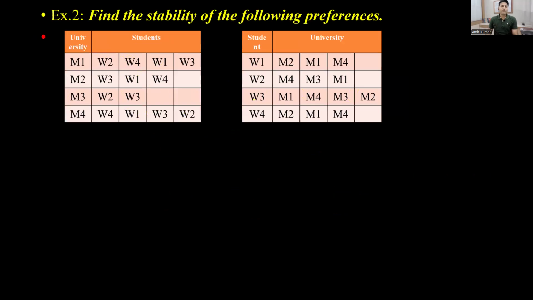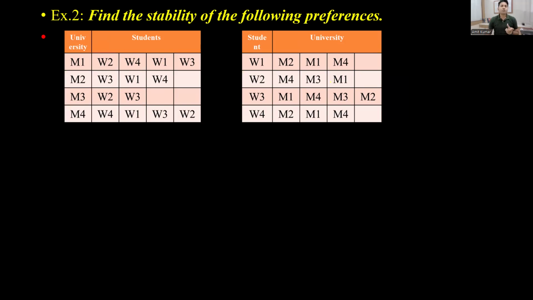Now, let us take one more example. Remember one thing, it's not like everyone is having the same number of preferences. Like in this table, you can say M1 is having 4 preferences, M2 is having 3 preferences, M3 is having 2 preferences. In the same manner, W1 is having 3 preferences. So the number of preferences may vary.